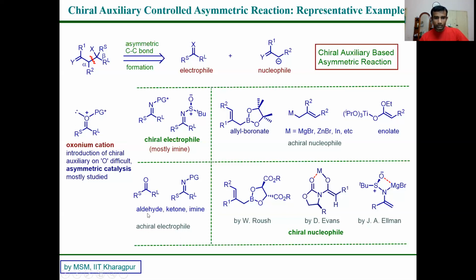At the same time, you can take the achiral electrophiles like aldehyde, ketone, imine, and you can choose a chiral nucleophile like your Roush, this boronate ester. There are several, Professor Roush, Brown, Corey. There are several boronate esters known, which have been reported for the asymmetric allylation. Also, we can do the aldol type of reaction using one of the very famous auxiliaries, the Evans. Because for the ester, you can introduce this actually as a protecting group. This is actually an amide, right? So you can easily put it here and then you can remove it.